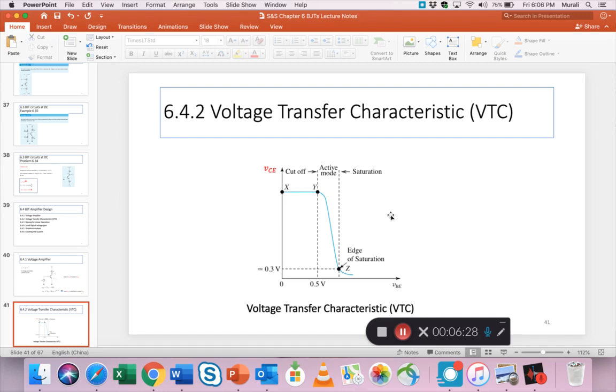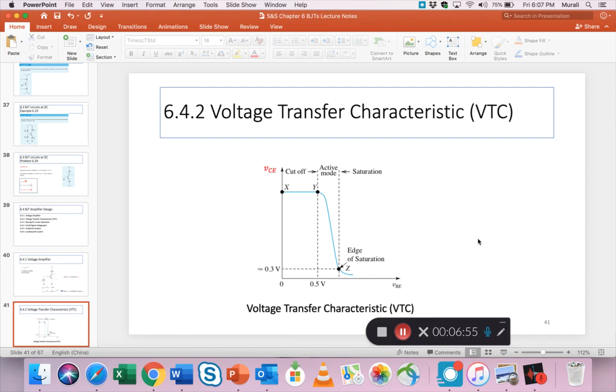So what the graph says is that there is a cutoff section where the output voltage is very high and the input is low, up to a certain point, 0 to 0.5 volts, and then there is almost a straight section, but it's actually an exponential fall, which is the active mode, and then you enter saturation.